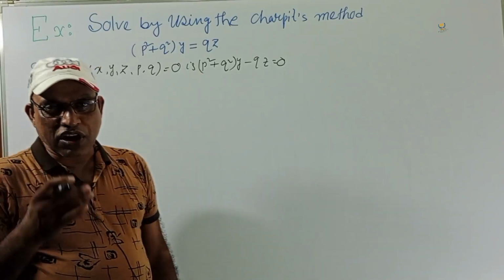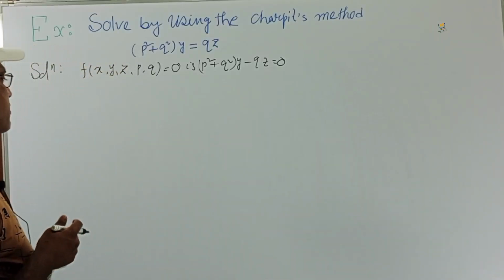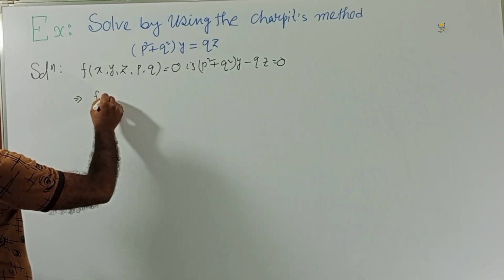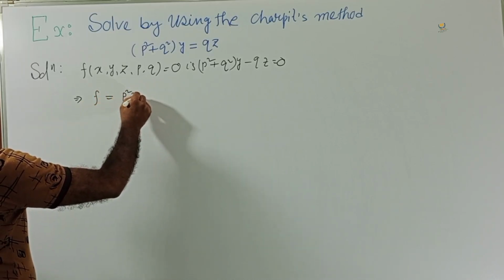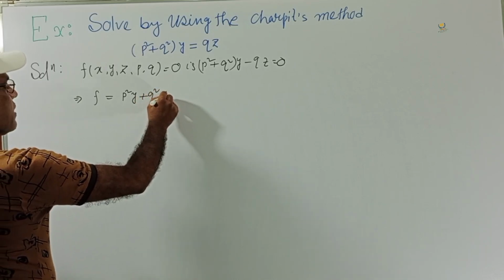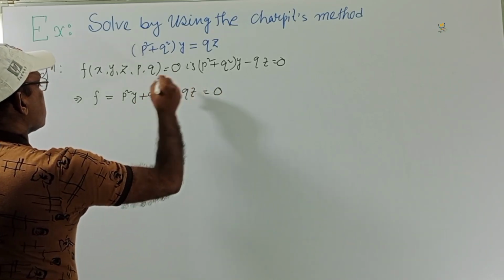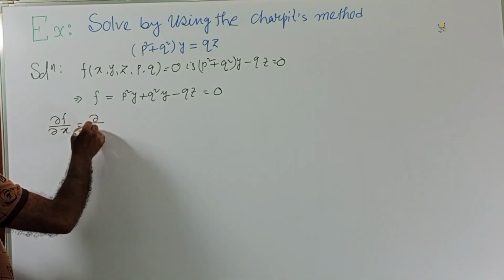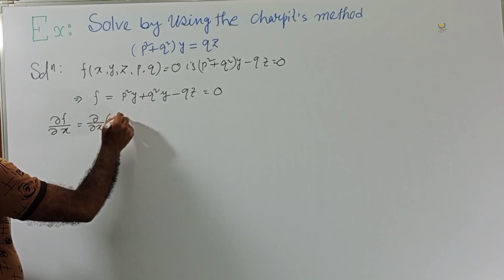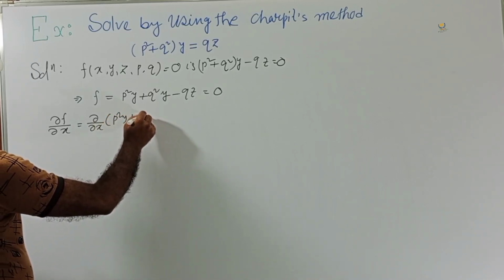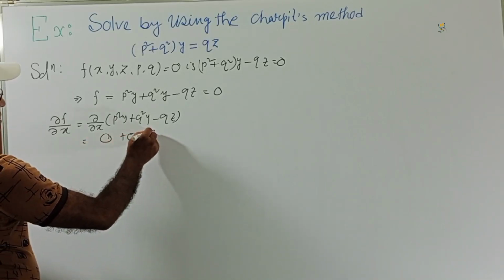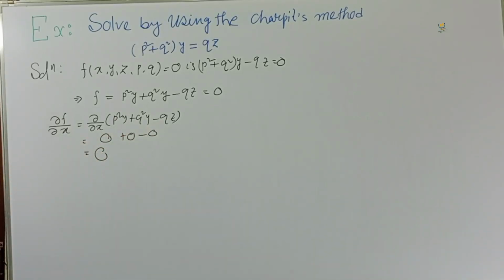Before solving with Charpit's equations, first we have to find the partial derivatives. So f = p²y + q²y − qz = 0. Del f del x: we differentiate partially with respect to x, and x is absent here, so everything is constant and del f del x is 0.